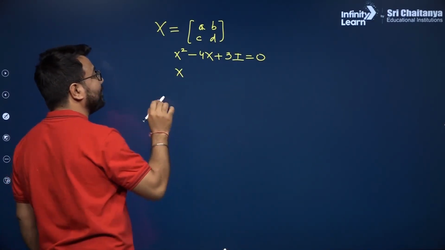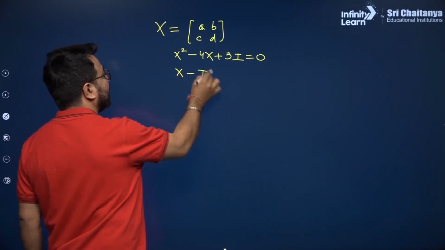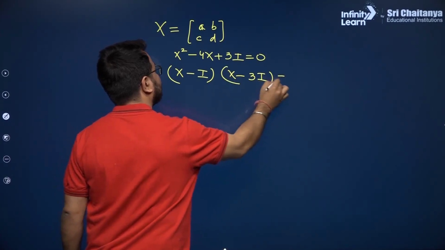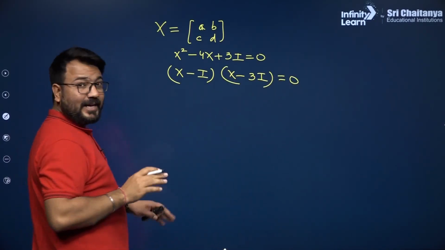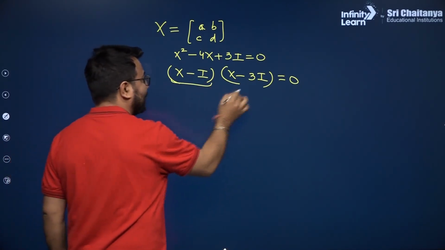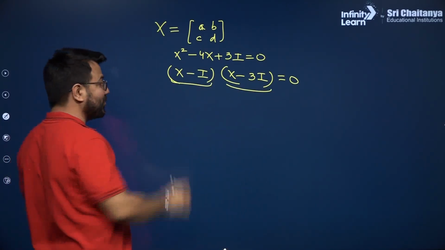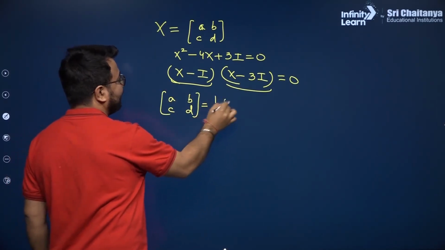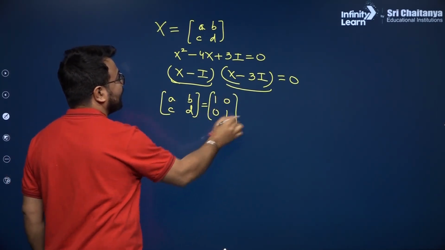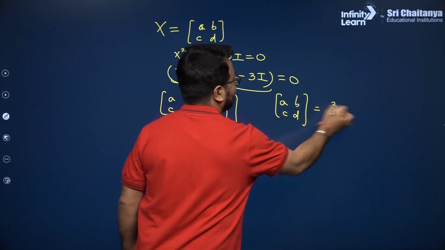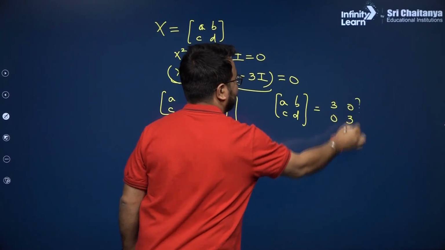So the first factor will be x minus I, and the second factor will be x minus 3i, and this is equal to 0. So if I try to figure it out, this particular x can be equated to I also. The matrix with entries A, B, C, D can be equated to the identity matrix, and it can also be equated to 3i.